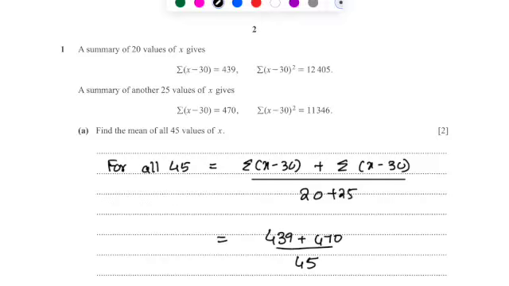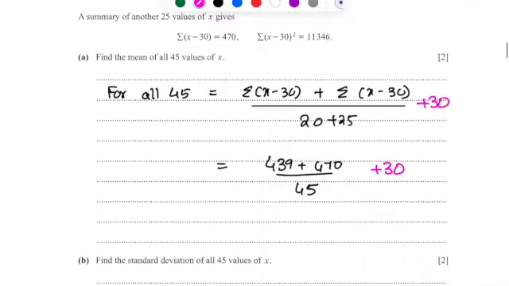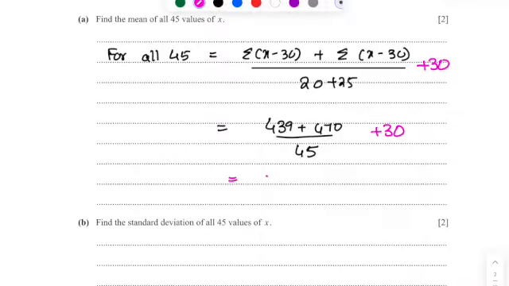But this is the coded mean. To get back the original mean, it was minus 30, so add plus 30 to get back the original mean. When you simplify that, you should be able to get 50.2 as the answer.